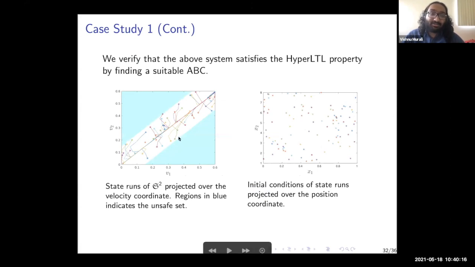We also show the results of our simulations. V1 indicates the velocity along the secret state. V2 indicates the velocity along the non-secret state. The region in blue indicates when they are more than delta far apart. And we know that along the trajectories, the velocities are not more than delta far apart. Similarly, we consider the initial conditions, the initial positions of the vehicle. X1 indicates the secret positions. X2 indicates the non-secret positions.